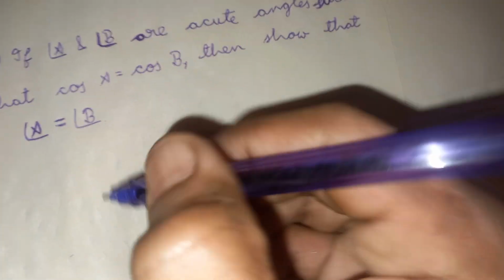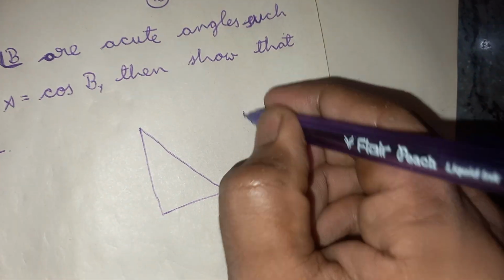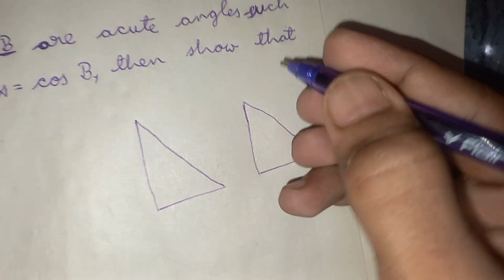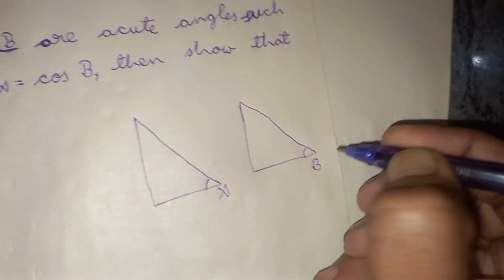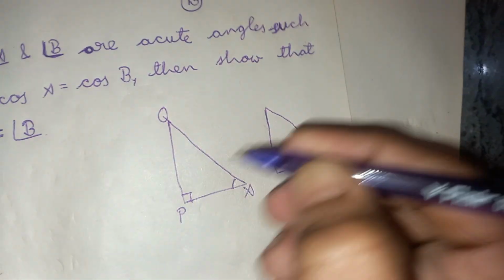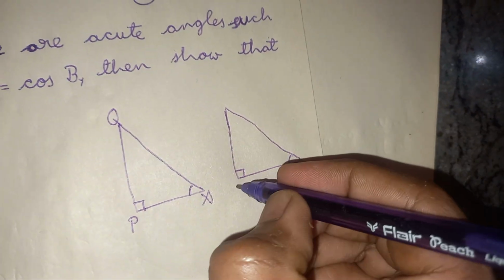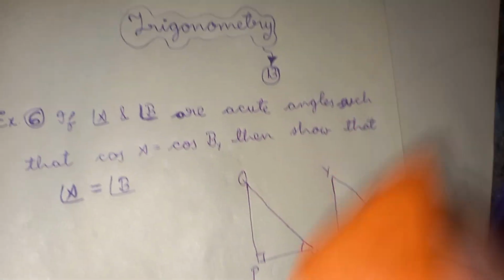First, let's take two imaginary triangles. Now I am going to take this triangle and another triangle. Angle A lies in this triangle and angle B lies here. Here you can take it as triangle APQ, right angled at P, and here it is triangle BXY, right angled at X.